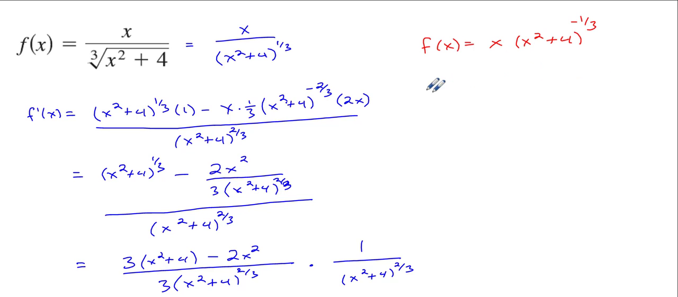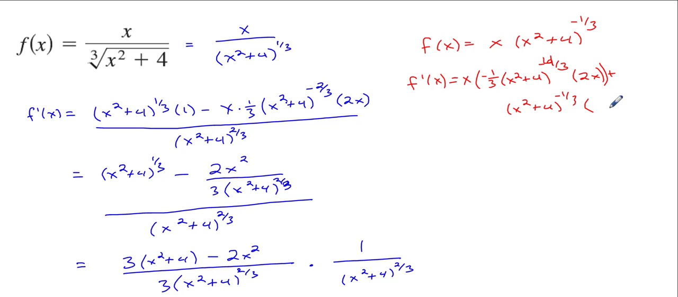Okay, product rule. First, oh, I better write f prime though. First times derivative of second. Negative 1/3 x squared plus 4. Subtract 1, there's minus 4/3, 4/3 times 2x plus the second. I'm gonna run out of room, aren't I? I'll just put it down here. X squared plus 4 to the negative 1/3 times the derivative of first, 1.